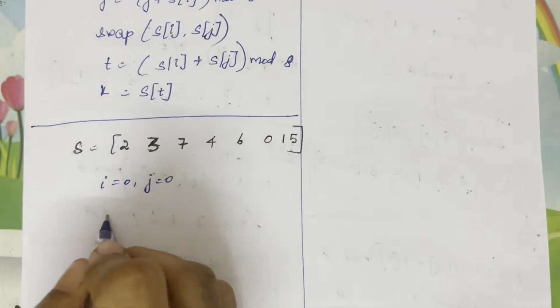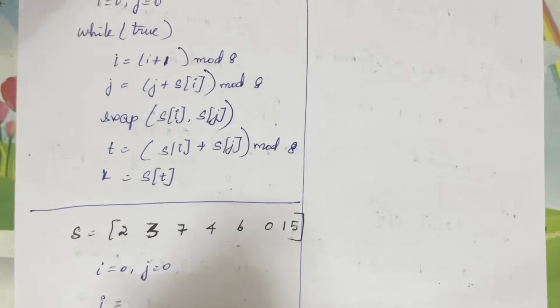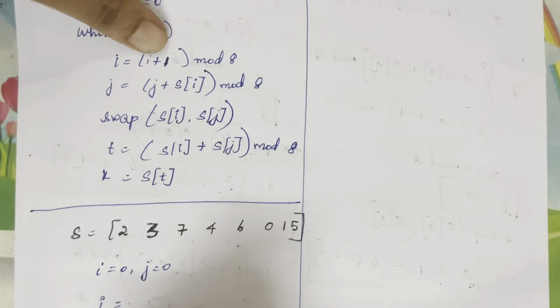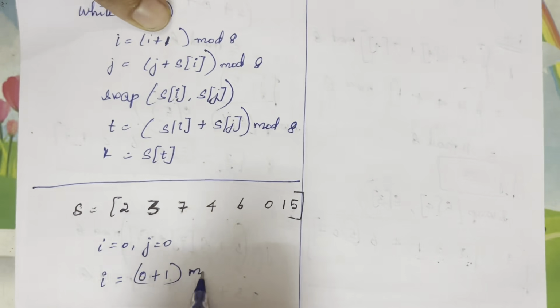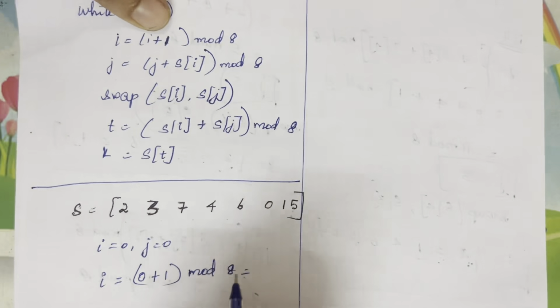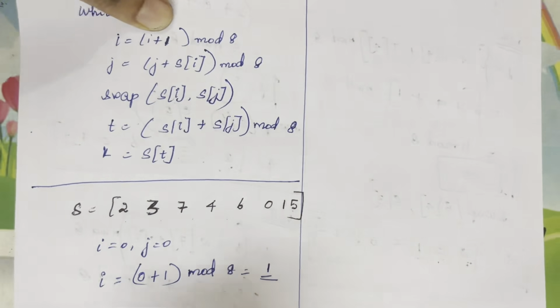Next, I will be equal to I plus 1. I is 0 plus 1 mod 8, so you will get 1 mod 8, which is equal to 1. So the I value is 1 now.